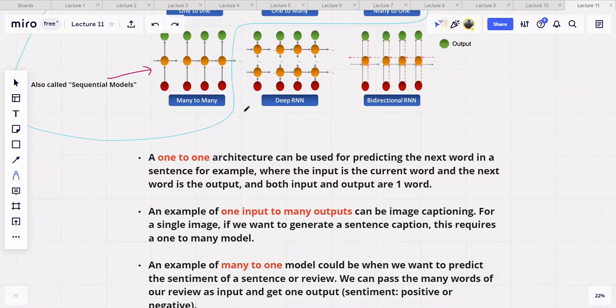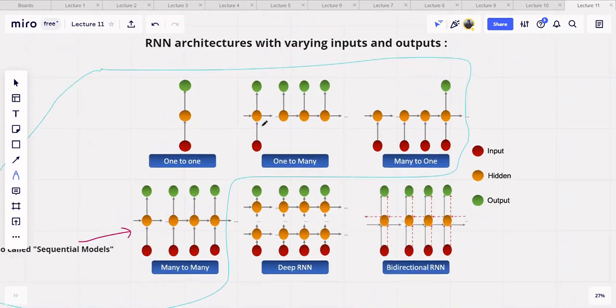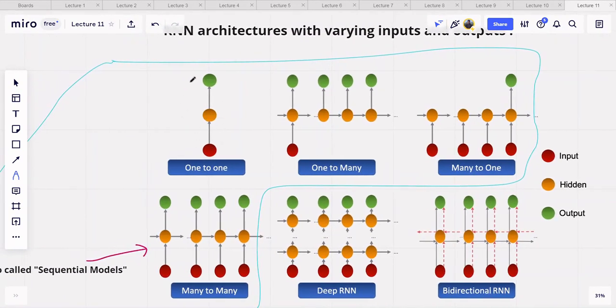For a one-to-one architecture of RNN, a good example would be predicting the next word. A one-to-one architecture represents one input and one output. So this can be used when we give a model one word, and we want the model to predict the next word. Here we have one-to-one mapping, that's why we call this architecture one-to-one.